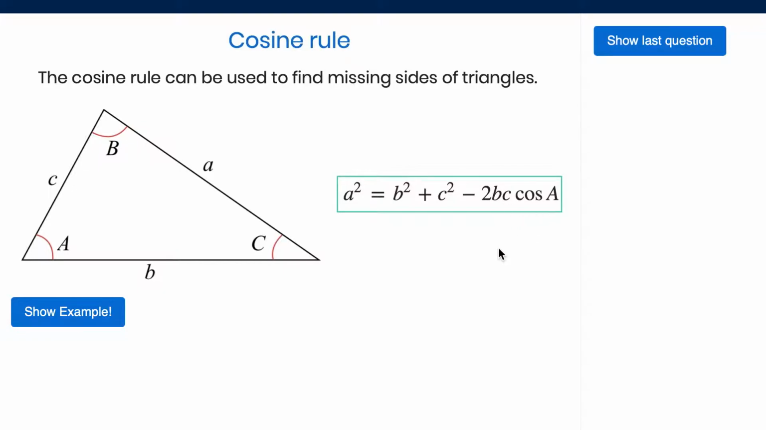This rule can also be rearranged to find missing angles of triangles, but we'll cover that in the next video.